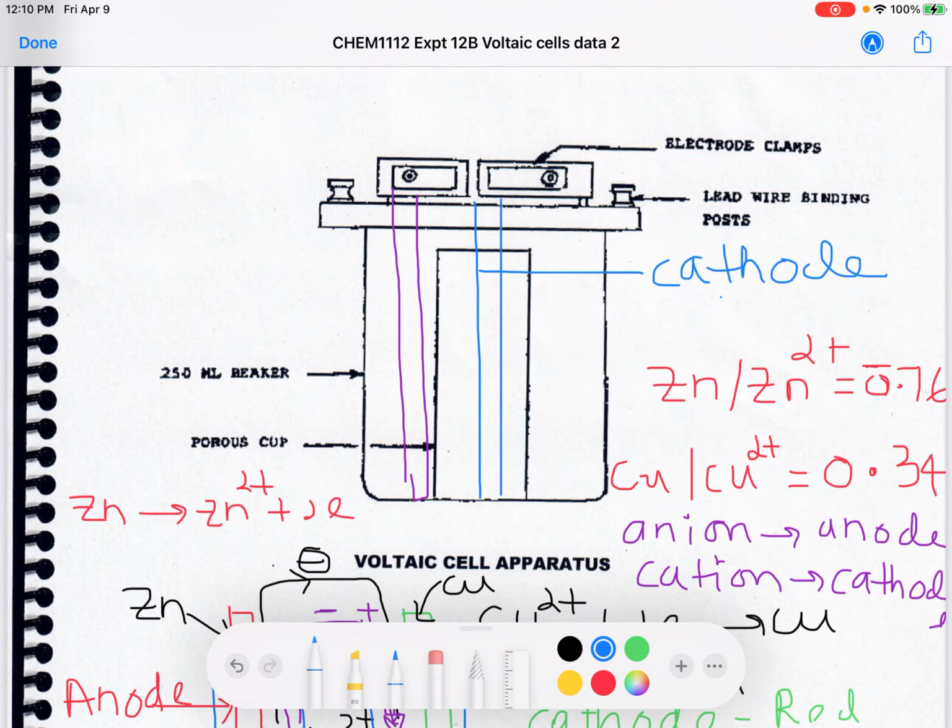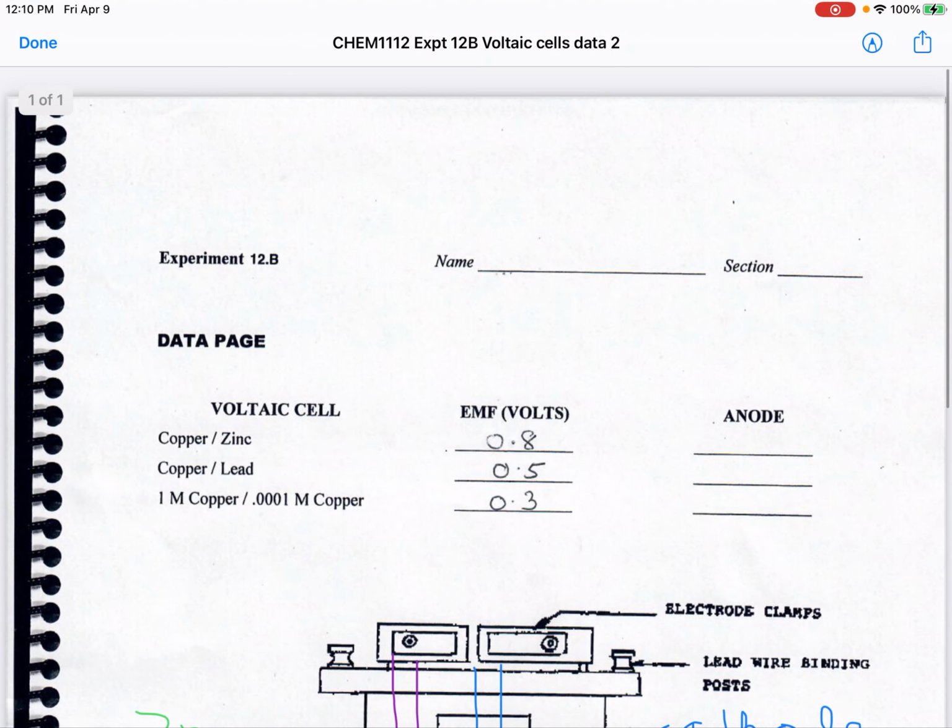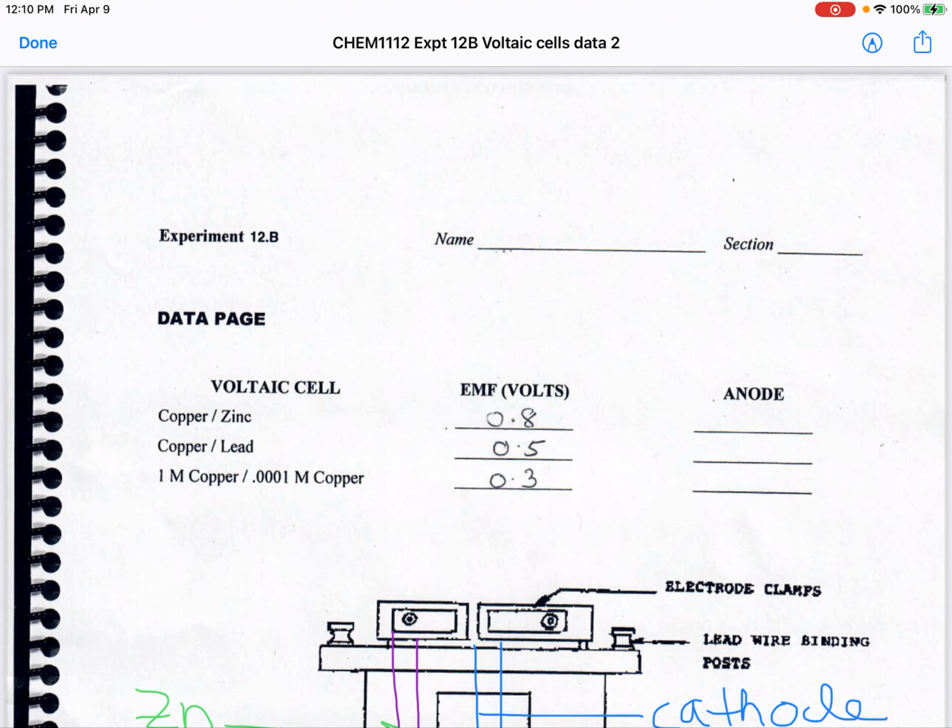and it is going to be your copper cathode, and then the outer one could be your zinc electrode, which is going to be your anode. And then you clamp it and then you let it run, and then you let the voltmeter stabilize, and then you read the voltage, and that is what you had seen over here. In the copper zinc cell, EMF is 0.8.